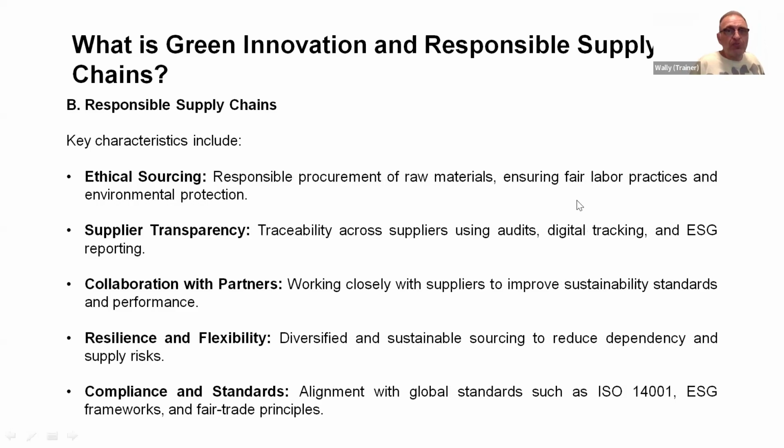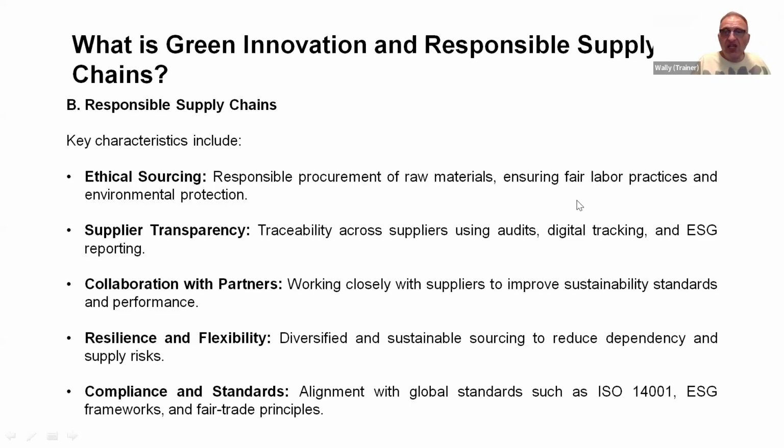Okay, what are responsible supply chains? Well, they are ethical sourcing, buying from ethical places. For example, you don't buy coffee beans from illegal growers in Zambia where they use slave labor. Okay, you buy it from what we call ethical sourcing. You buy it through farmers that follow ethical processes and respect the environment when they're growing their product.